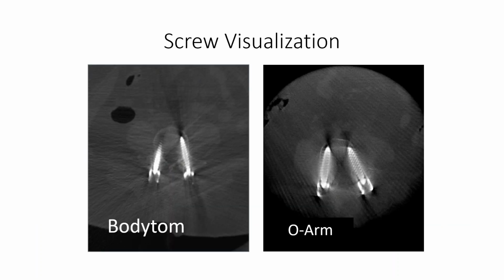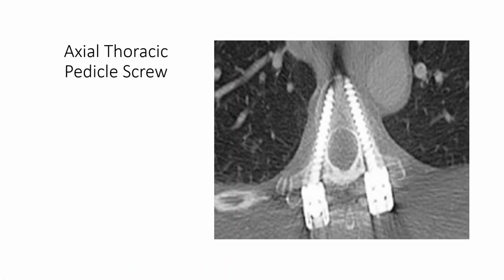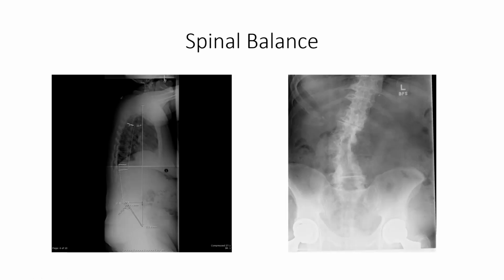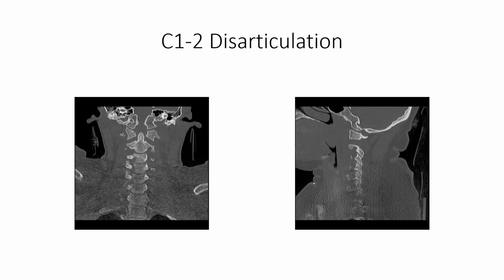As we talked about, screw visualization with the Bodytom is really superior. You can actually visualize the cortical margins when you're looking for a breach. And obviously, with very important structures very close, accuracy becomes paramount. For spinal balance, as we work on things like sagittal balance, you can scan as much as you want, and then in your confirmatory scan, you can look and see how well you did your correction.